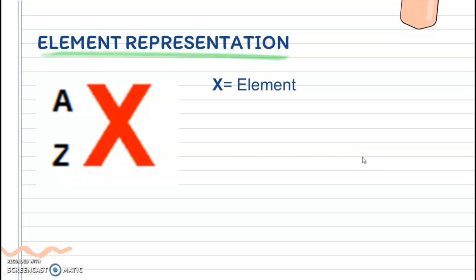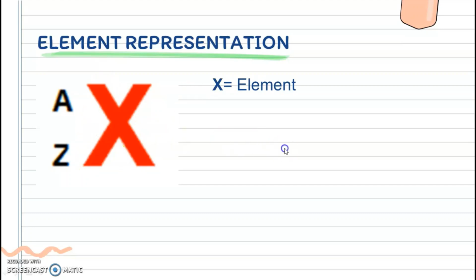So, first we have the X. So, yung X, ang ibig sabihin niya is element. Ito yung nakikita natin sa periodic table. For example, meron tayong hydrogen, which is represented by H. So, ipapalit natin kay X is H.